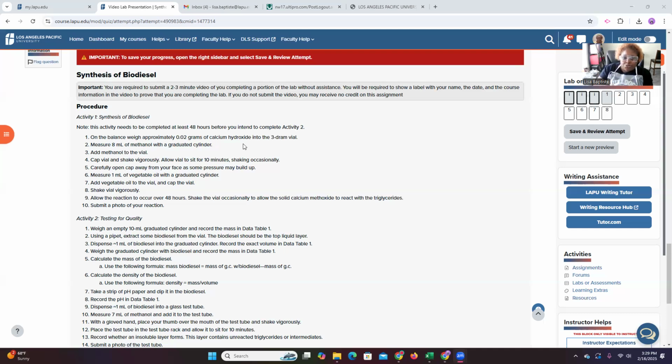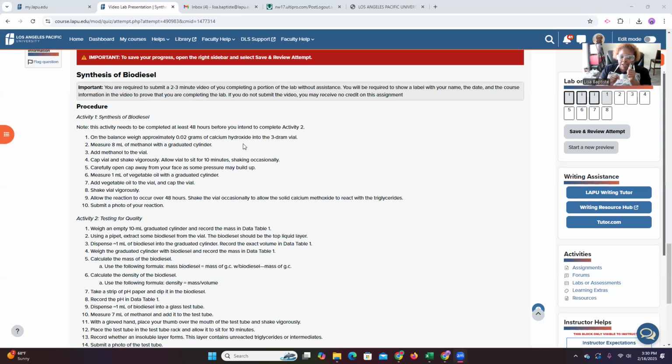Then you want to measure out 8 milliliters of your methanol into your graduated cylinder, okay? And so you're going to add the methanol once you've done that into the vial as well, all right? Then you want to cap it, okay? And you want to shake it vigorously, all right? This is where you get your workout in, all right? So you want to shake that vigorously, and then you want to allow the vial to sit for 10 minutes, okay? Shaking occasionally within those 10 minutes.